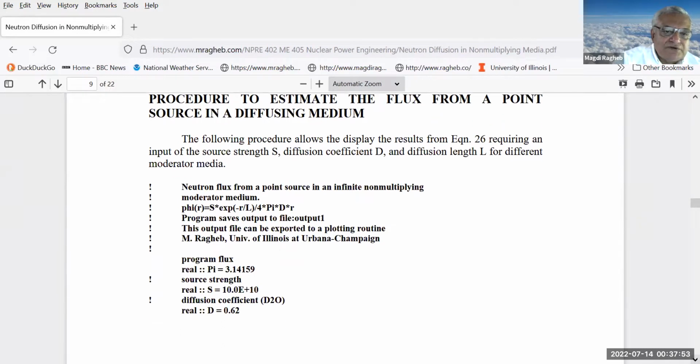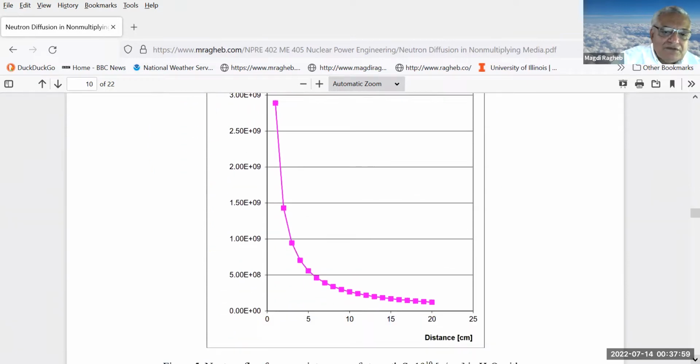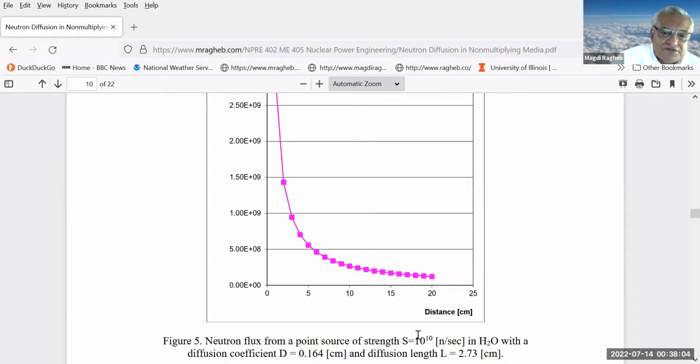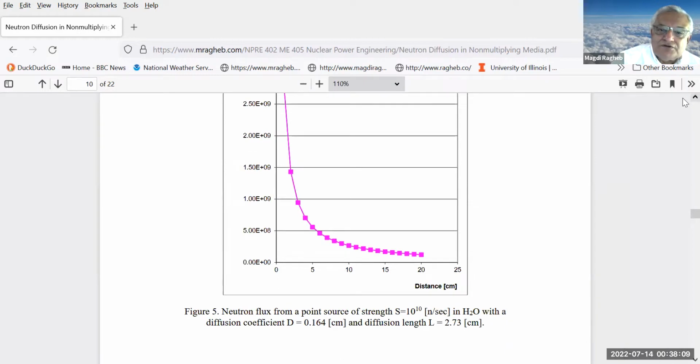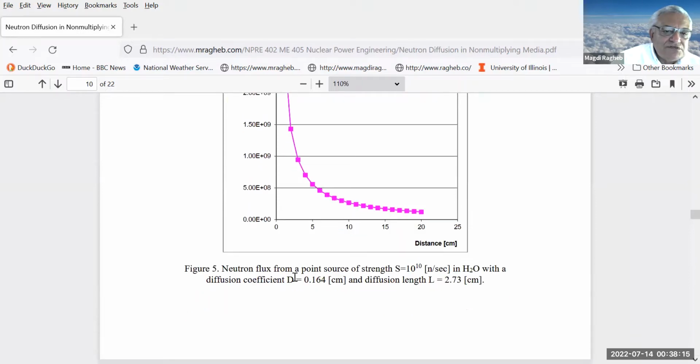So here is a procedure to estimate that function written in Fortran, and we show the solution for the flux in an infinite medium for the strength of the source being equal to 10 to the 10th power neutrons per second in water, because we have here the diffusion coefficient in water is 0.165 centimeter, and the diffusion length in water, neutrons travel in water 2.73 centimeter from the time they're born to the time they're absorbed. So you could tell here that water is a very, very good absorber for neutrons.